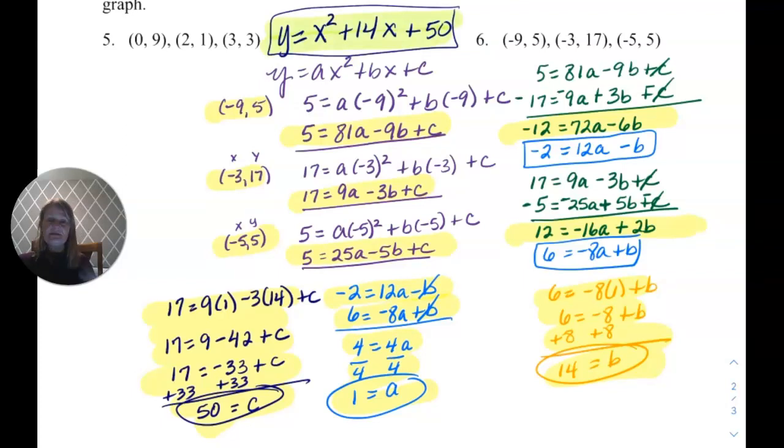So again, this is taking our quadratics and our systems, and we've now put them all together. Fun, fun. I'm sure you're just loving this right now, so be prepared for some on your assignment.